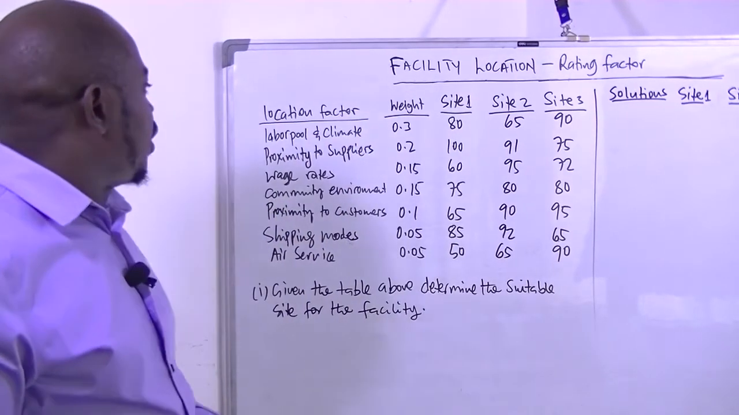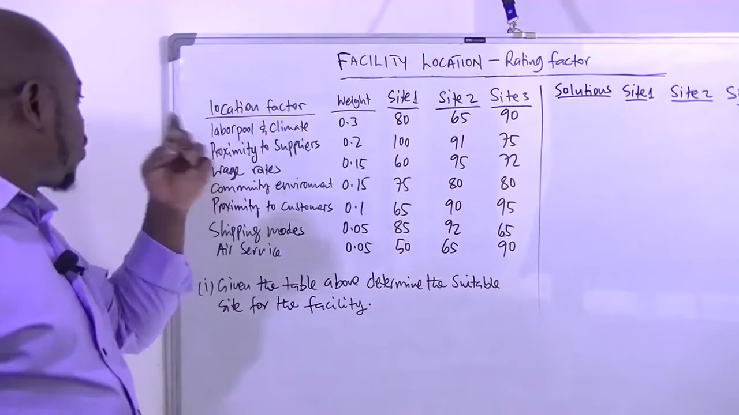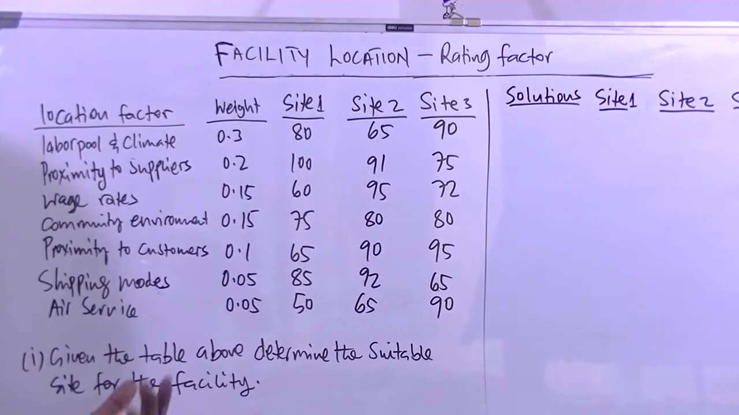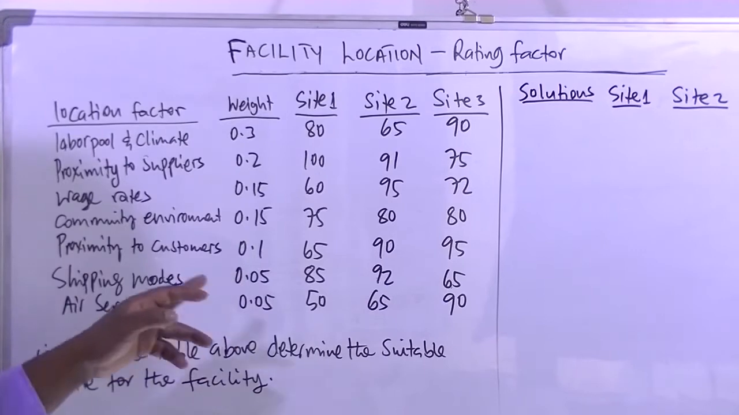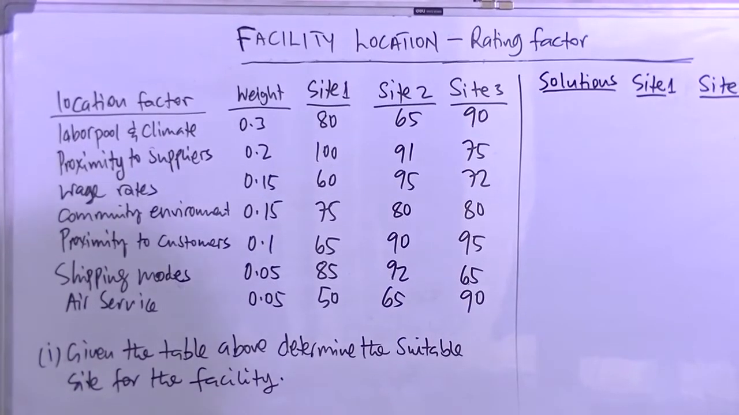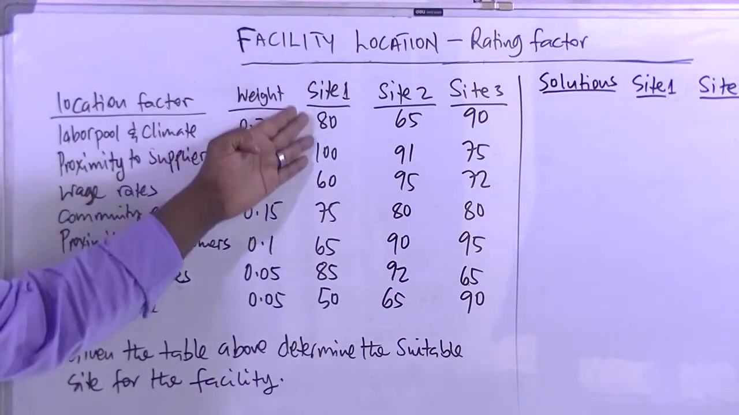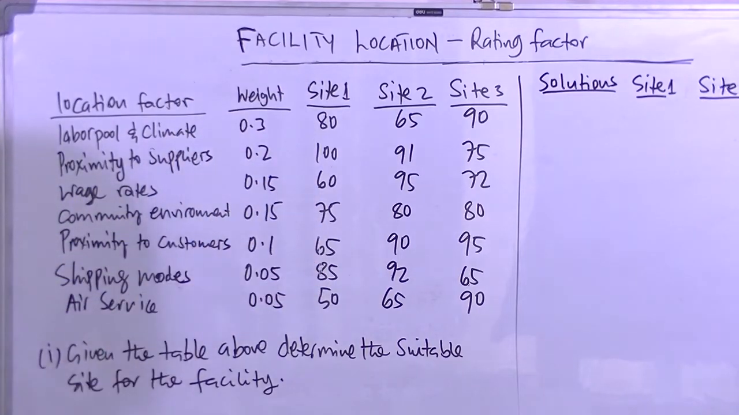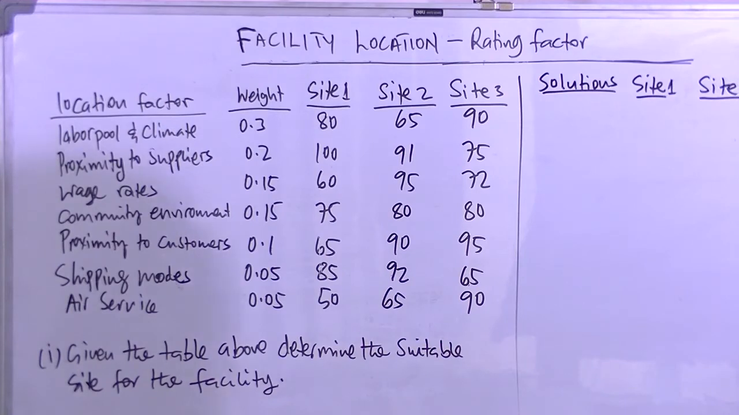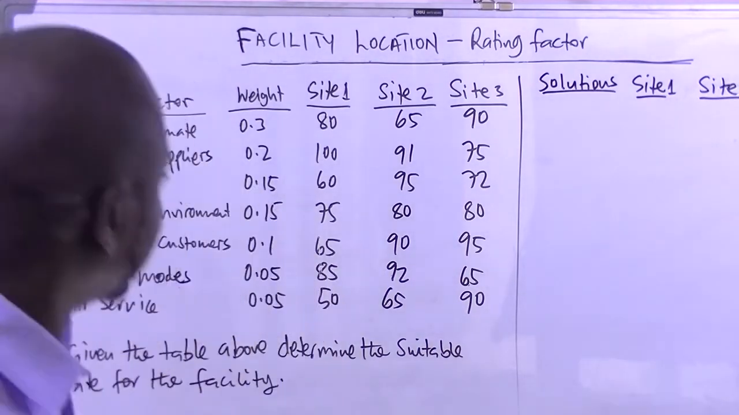All right, so in this case, we have location factor. The location factor you can see here, labor pool and climate, has been given 0.3, which is basically about 30%. And then proximity to suppliers, 0.2. Wage rates, all these are weights. So what we'll be doing here, we'll be multiplying the weights with a score of each site. These are scores for each site. So for site one, we'll start calculating the weighting against the score to find the expected score, and then we'll total it up, and then we'll pick the site which has the highest score. So we can start without wasting time.